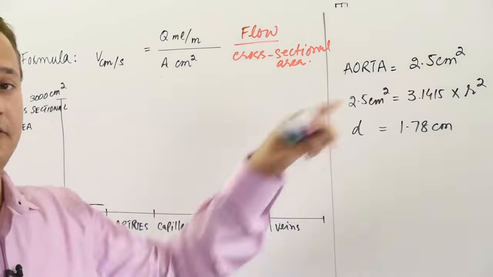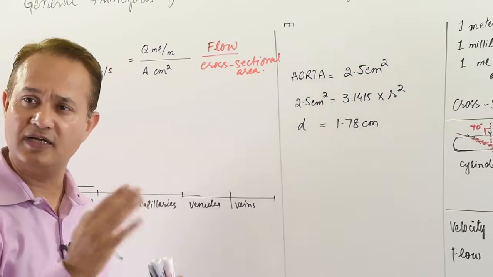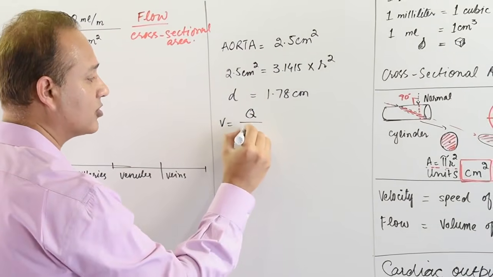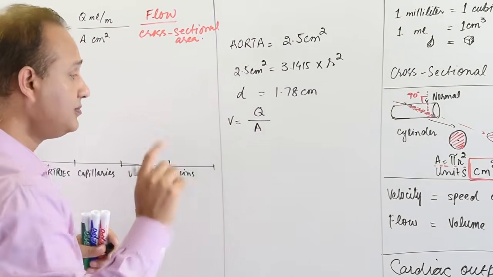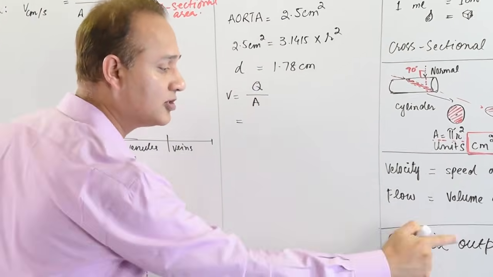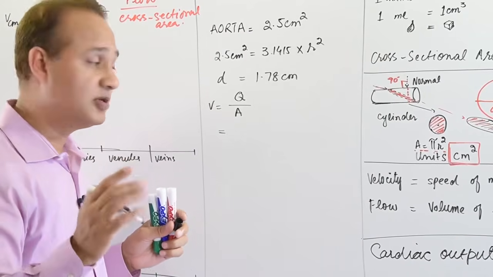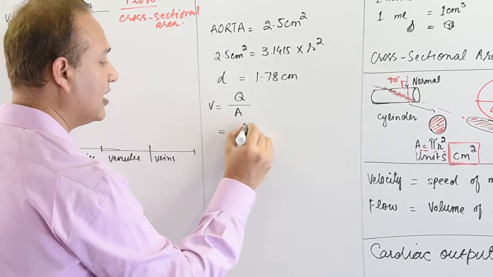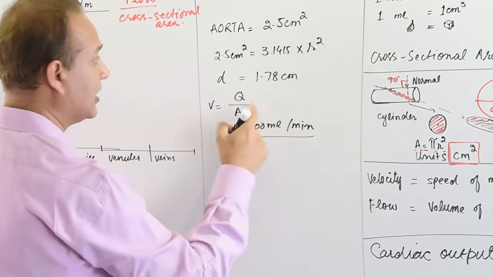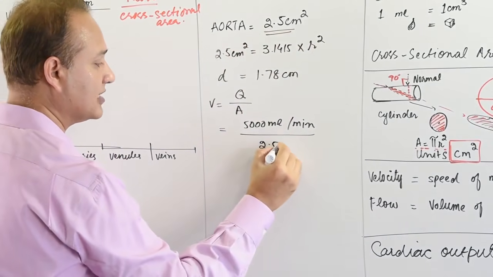Now, let's take that value and plug that into the velocity to see what is the velocity of the blood that is passing through the aorta. So velocity we know is Q over cross-sectional area, right? Now, we want to know the velocity. Q is, we have already assumed that we're talking about a healthy individual who has 5 liter cardiac output per minute. So that will mean 5,000 milliliters per minute divided by cross-sectional area, which is 2.5 centimeters square.